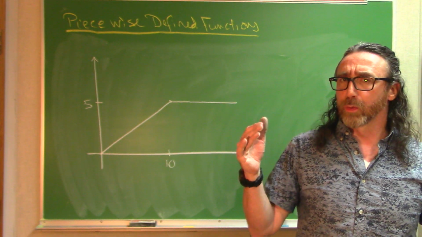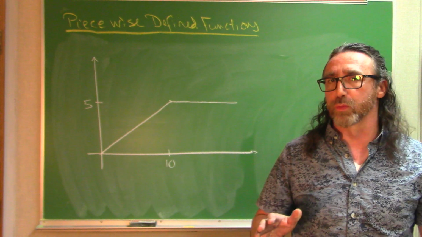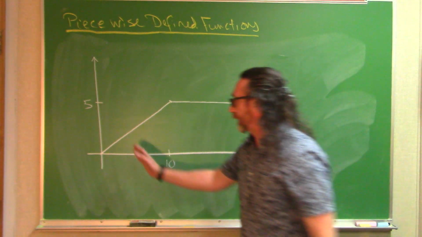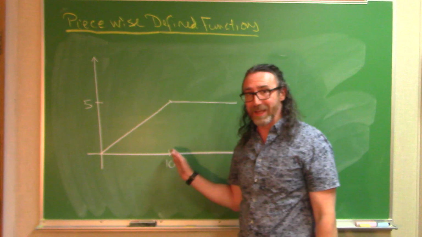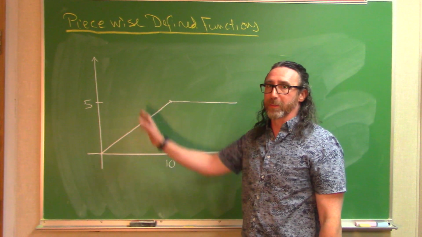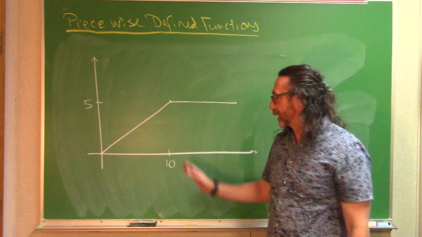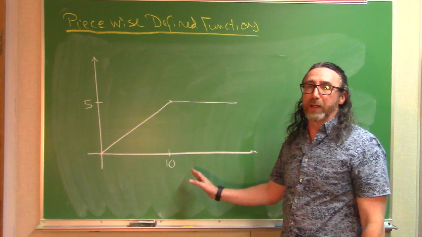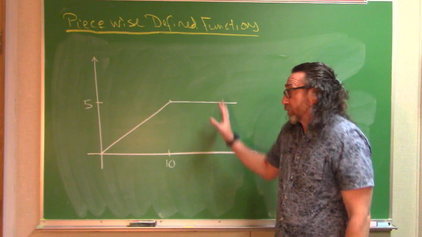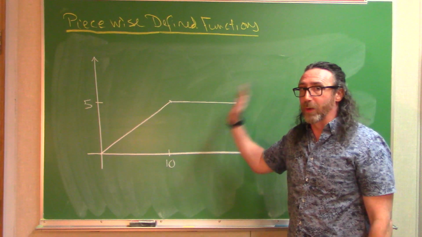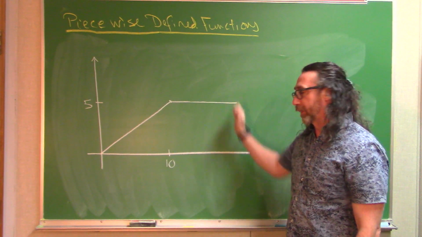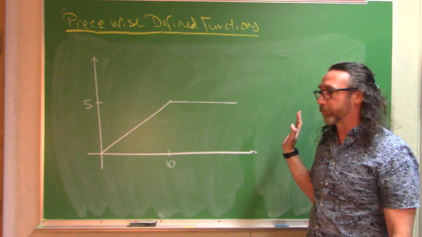So it's like we have 2 different rules that we're using for our input. If the input is between 0 and 10, then we use the rule: take 1/2 the time, and that tells you the gallons. If your input value is greater than 10, then we use just plain old 5, and that's your output. That's the rule that tells you how much is in the bucket: 5 gallons from here on out.